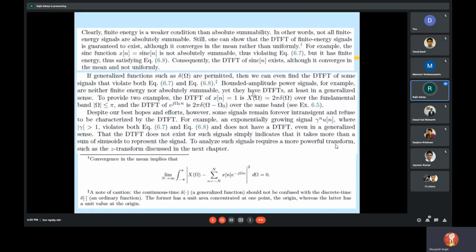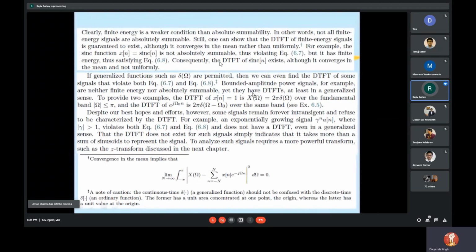Okay. So we are talking about finite energy signals. We are talking about convergence in the mean. So this was the idea of convergence in the mean. This is weaker than uniform convergence. So the DTFT of sinc of n exists, although it converges in the mean and not uniformly. This is something that we should understand. Now we are talking about finite energy signals.